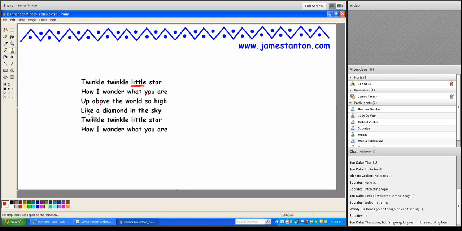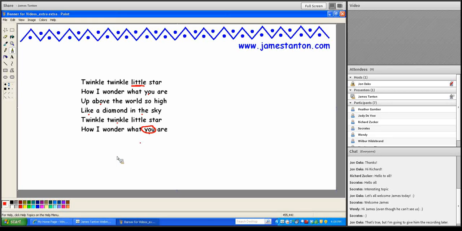Now I'm going to count three words forward: 1, 2, 3. Now I'm on above. Five letters, I believe: 1, 2, 3, 4, 5 lands me on like. Four letters: 1, 2, 3, 4 is the. The is three letters: 1, 2, 3 gets me on twinkle, which is, oh gosh, seven letters: 1, 2, 3, 4, 5, 6, 7. And then I land on you.